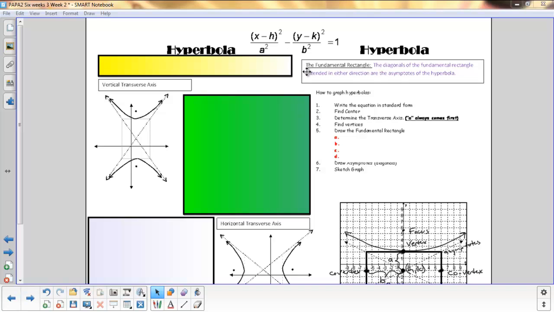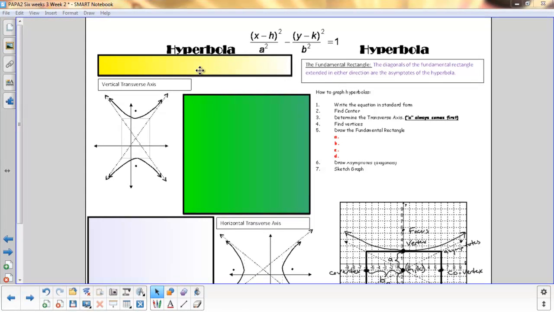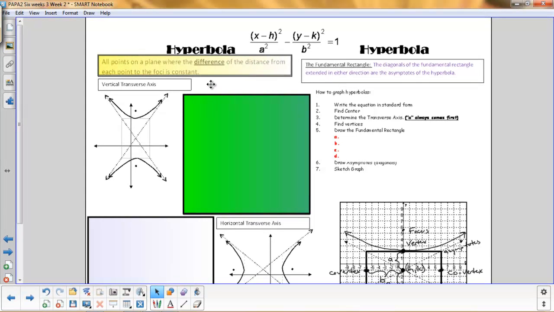One of them, the fundamental rectangle, helps you appropriately draw the hyperbola by determining the asymptotes that the hyperbola will follow. So your hyperbola's definition is here: all points on a plane where the difference of the distances from each point to the foci is constant.